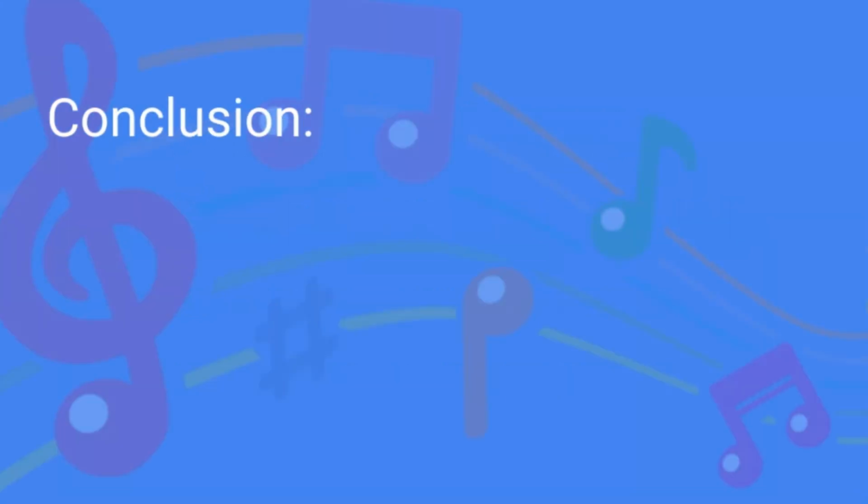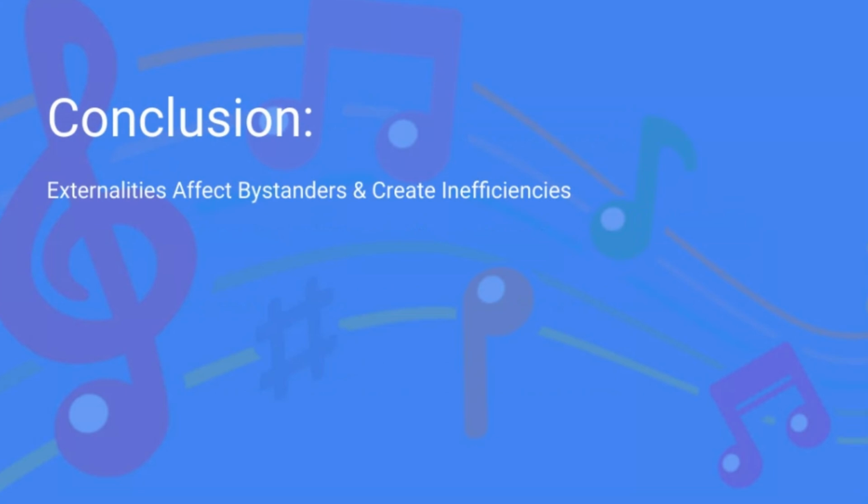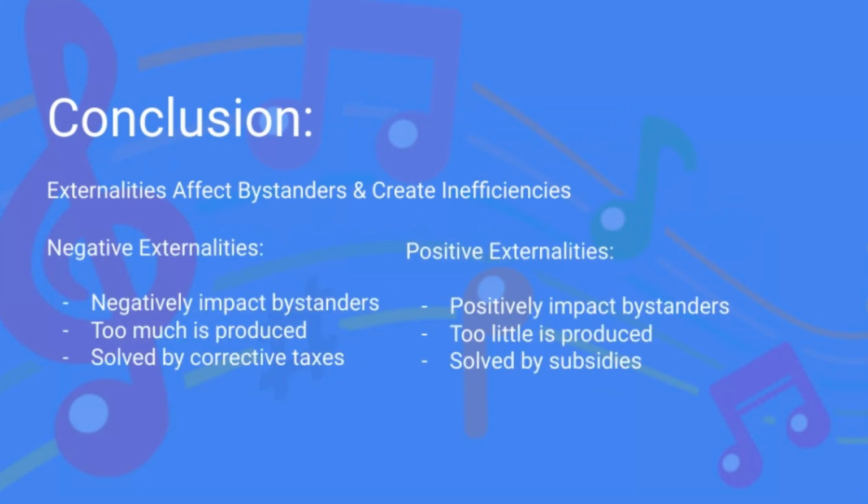The big takeaways of externalities are that they create market inefficiencies by affecting bystanders in either a positive or a negative way. Too much or too little of an externality produced can be solved by corrective taxes or subsidies. If an externality exists, it creates an inefficient market which can be solved by government involvement.